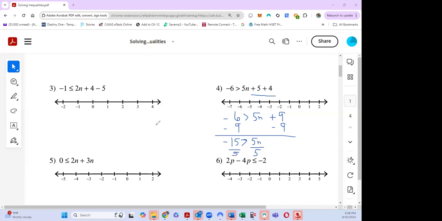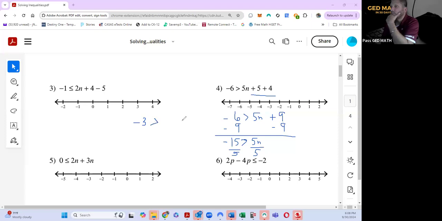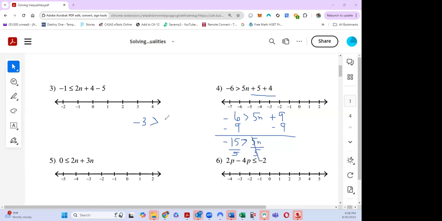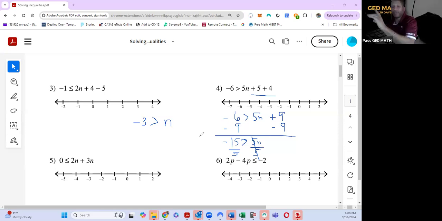-15 divided by 5 is -3. So hold on, do one step at a time. So -3 is greater than what happens to the two fives? Those cancel out, so we're left with n only.